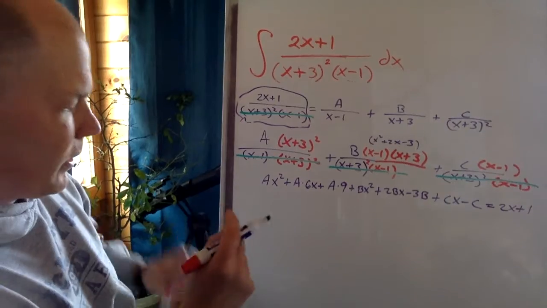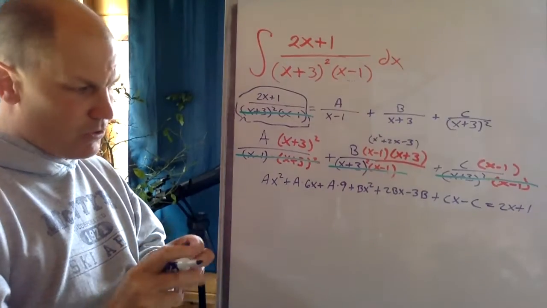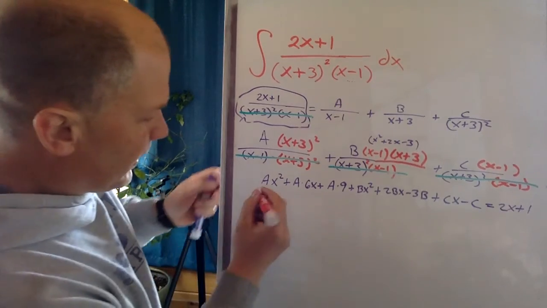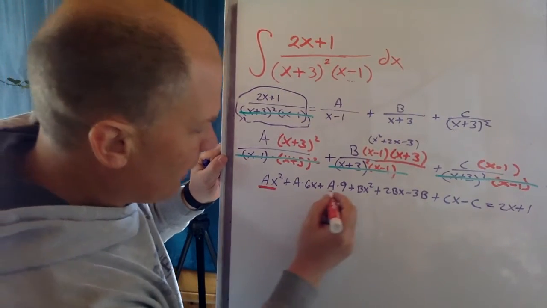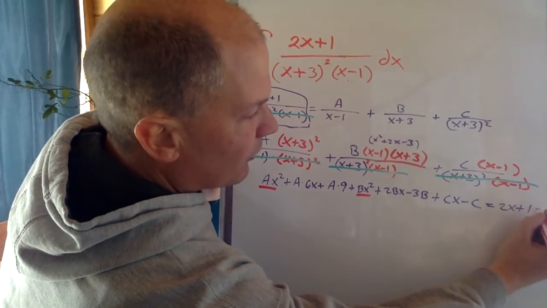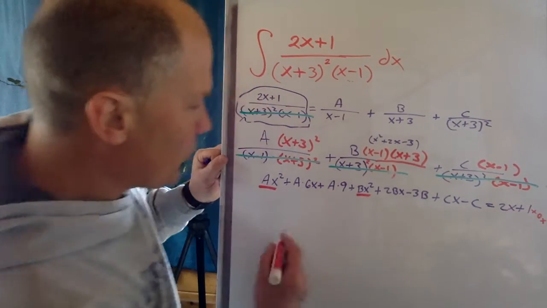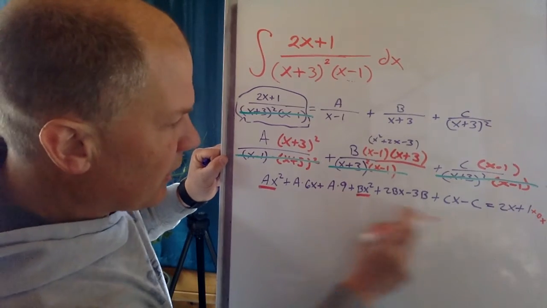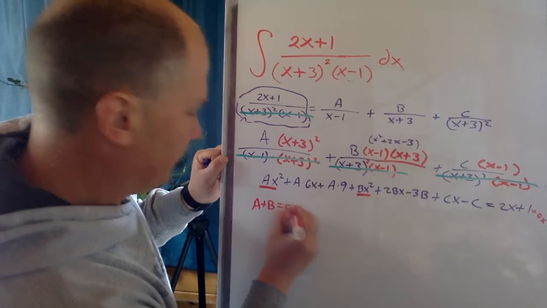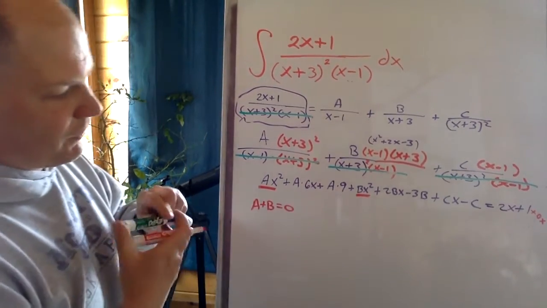So now we've got to look and line up the terms. I'm going to use a few different colors just to make that clear. Ax squared, bx squared. There's no x squared here, so it's 0x squared plus 0x squared. So we know that a plus b has to equal 0. That's good. That's our first equation.